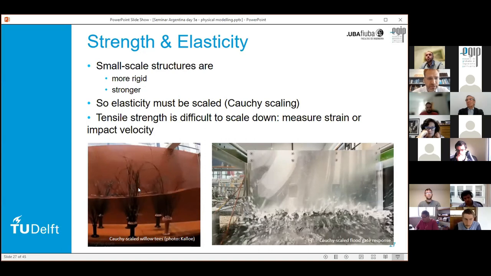This test was also done at full scale in the Delta flume. So this is a real scale model, not of a breakwater, but of a wave breaking forest. And each tree was individually scaled. We are analyzing this now, whether we have the scale effects.